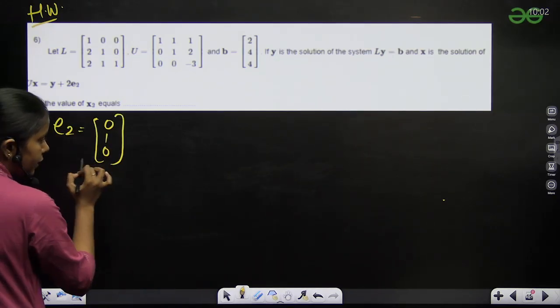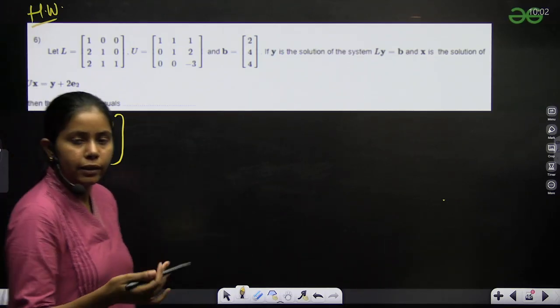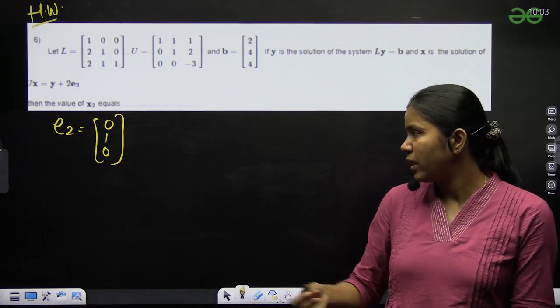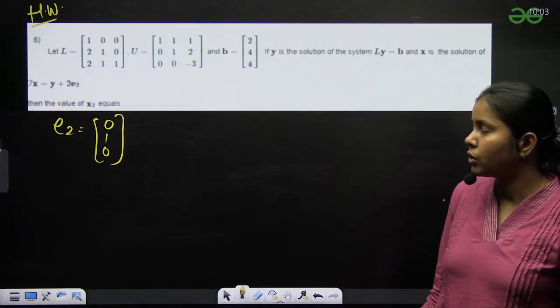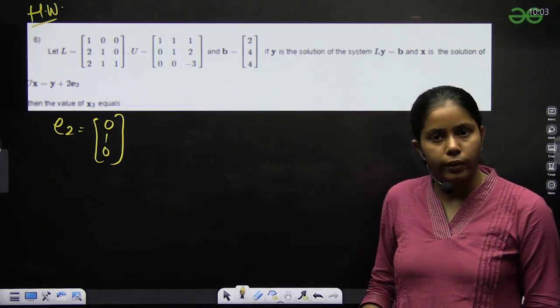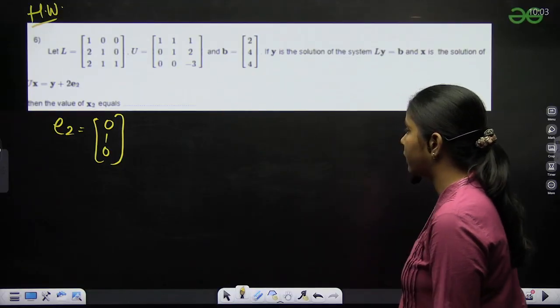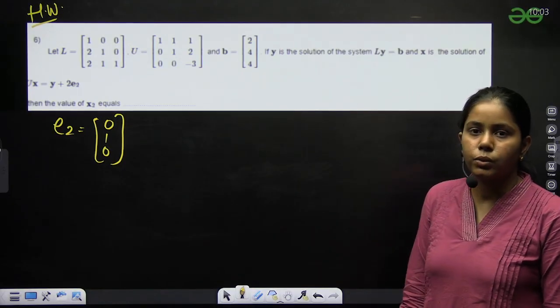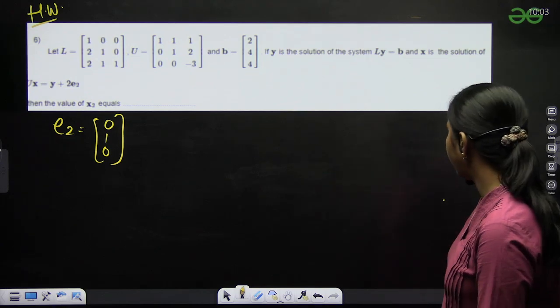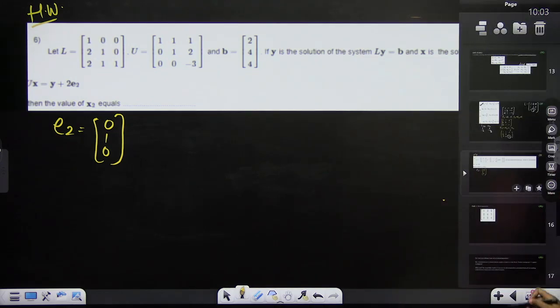This is a standard vector. We'll discuss it later on when we discuss vector space and subspace. E2 is a standard vector, 0 1 0. Even if I have to take 1 1 0, E3 is 0 0 1 for a 3 cross 1 vector, 3 cross 1 order. Right, so just try it by yourself and let me know the answer in the chat section.